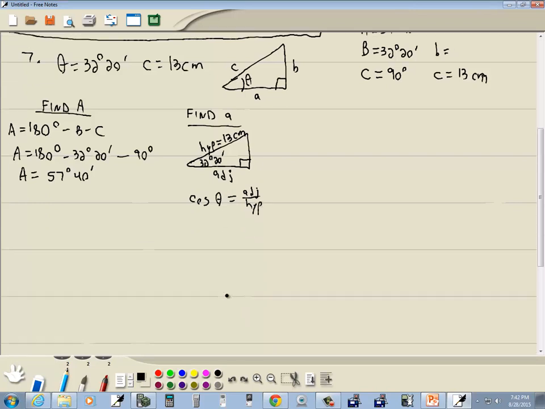And let's plug in the values. So we got cosine of 32 degrees, 20 minutes is equal to adjacent, and remember that was A, so I'll go ahead and put A there, over hypotenuse, which is 13 centimeters. Now we're trying to get A by itself, so I'm going to multiply both sides by 13 centimeters. So I got 13 centimeters times cosine 32 degrees, 20 minutes is going to equal A.